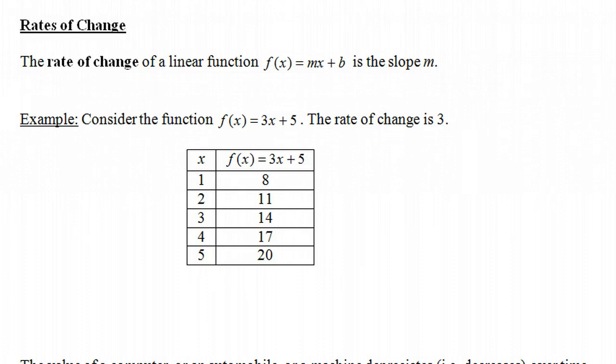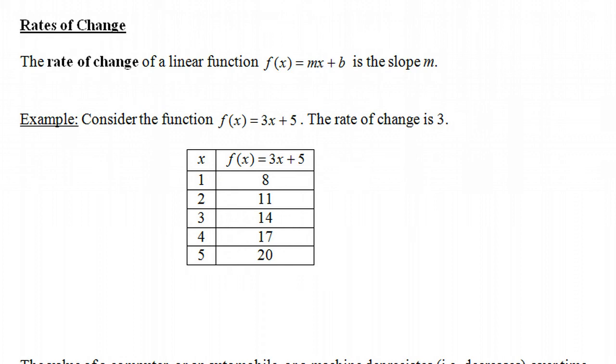In this video, we're going to talk about rates of change. Now, the rate of change of a linear function, f of x equals mx plus b, is just the slope m. Okay, now let's look at an example. Consider the function f of x equals 3x plus 5. According to the definition, the rate of change is 3. It's the slope m.